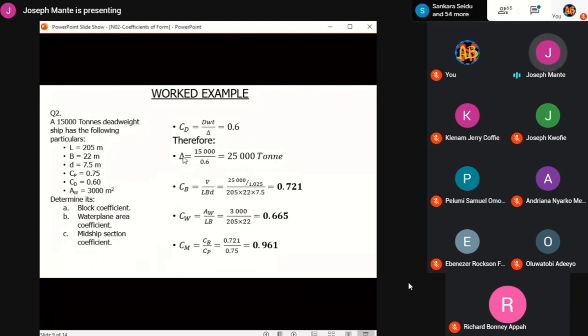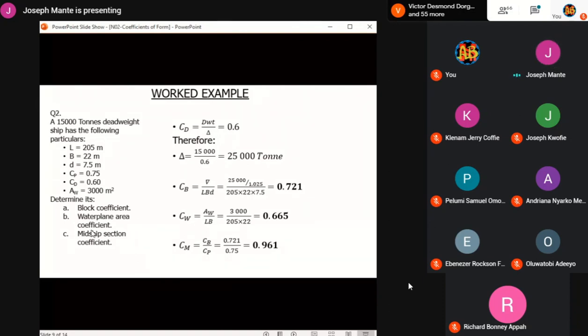So then do your change of subject. Move the volume displacement to the left side and bring the density to the right side. When you do that, you will get the 25,000 over 1.025 there at the top. That is the volume displacement. You know your length, your breadth, and depth. So you put it there. You get 0.721. That becomes your CD.